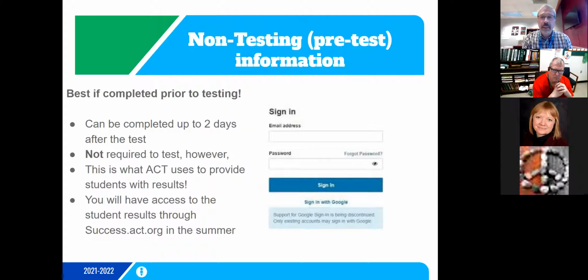It's probably buried in the success.act.org or the Wisconsin version of ACT online, those documents. Somewhere it says that, but I don't know where it is. So I will connect with them and find out.